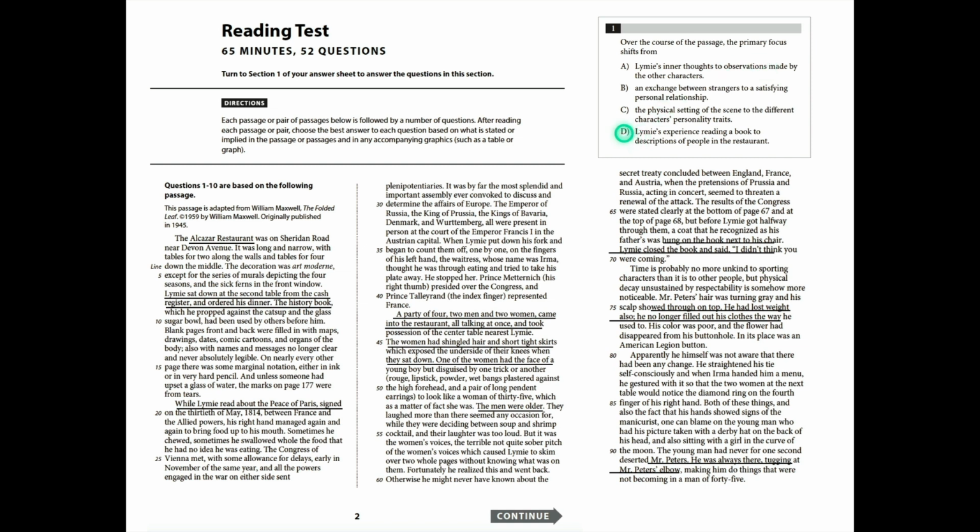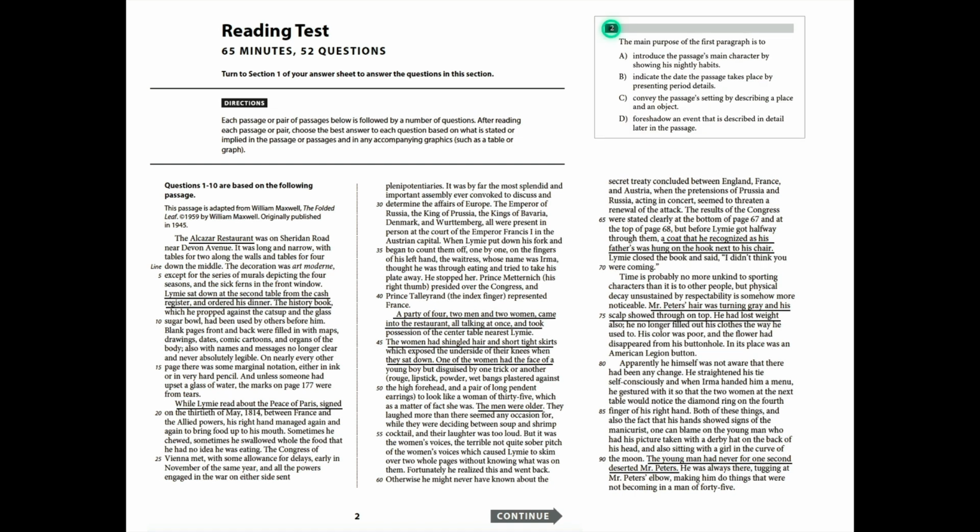The right one is choice D. Over the course of the passage, the focus shifts from Limey's experience reading a book to descriptions of people in a restaurant. Okay? You'll see that as we apply these particular ways of working with the passage to each question, eventually it's going to be much easier than you initially thought. Let's move on to question number 2.